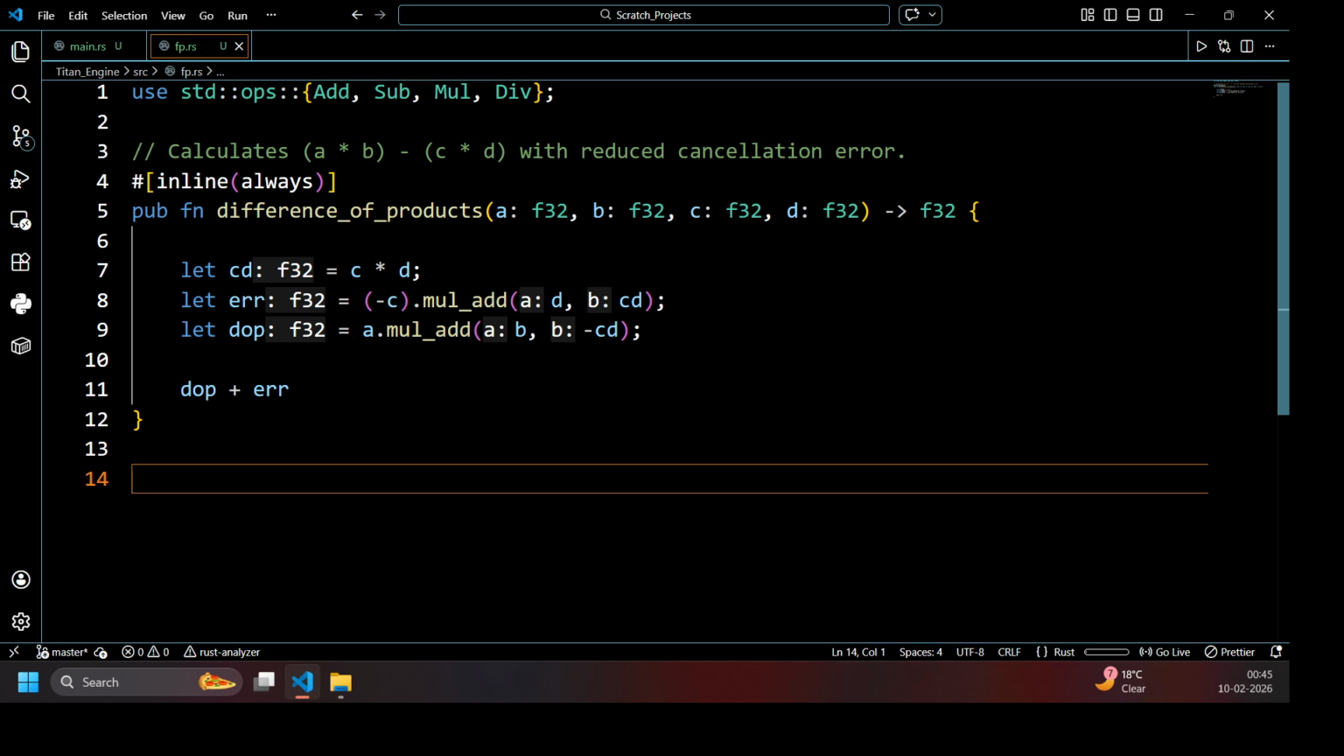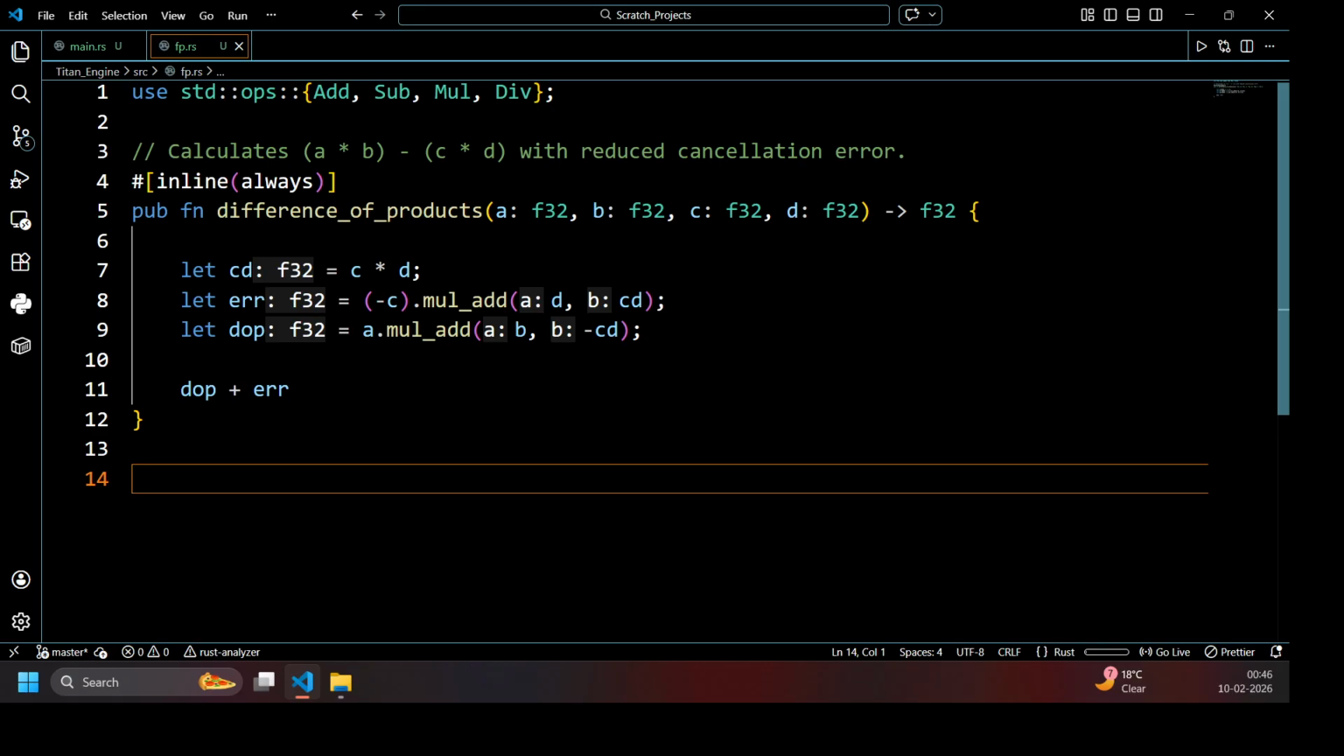That is genius. We're not just doing math. We are literally auditing the computer's math as we go. Exactly. Now line 3. Okay. let dop = a.mul_add(b, -cd). dop for difference of products. Here we use FMA again. We calculate a times b plus negative cd.